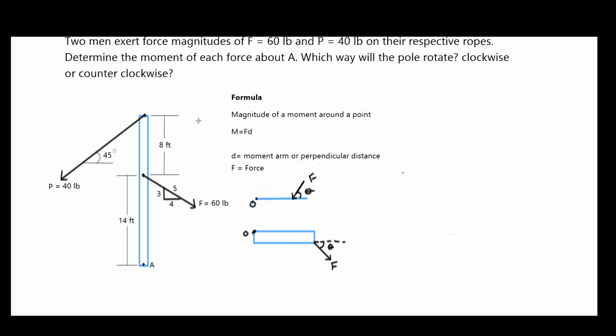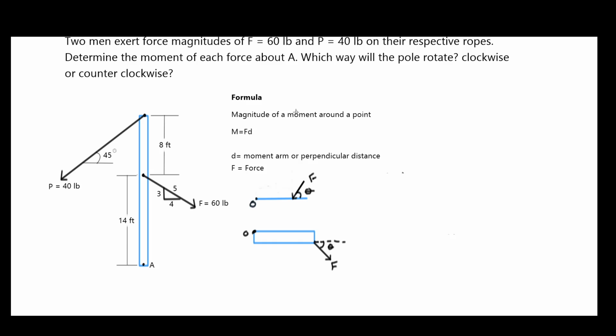Here's a problem where we calculate the moment around a point using the scalar method. Typically we use the scalar method in a two-dimensional Cartesian system. It's not limited to the scalar system in 2D, but it's generally a little bit easier. So our formula for this problem is going to be the magnitude of a moment around a point is equal to the force times the moment arm, or the perpendicular distance.